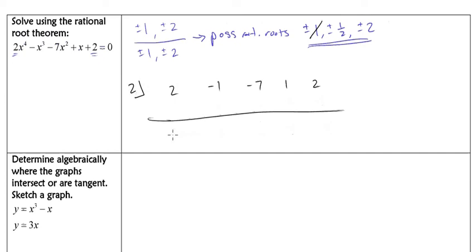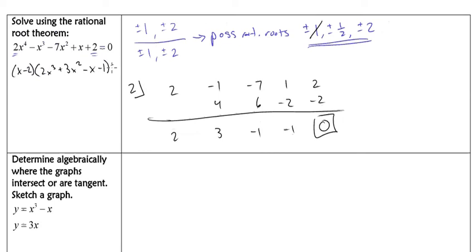So bring down the 2, gives us 4. That's 3, 6, negative 1, negative 2, negative 1, negative 2, and there we go. That one is a root. So if 2 is a root, then our factor is going to be x minus 2 times 2x to the third plus 3x squared minus x minus 1 equals 0. And we're going to have to keep on breaking that down.